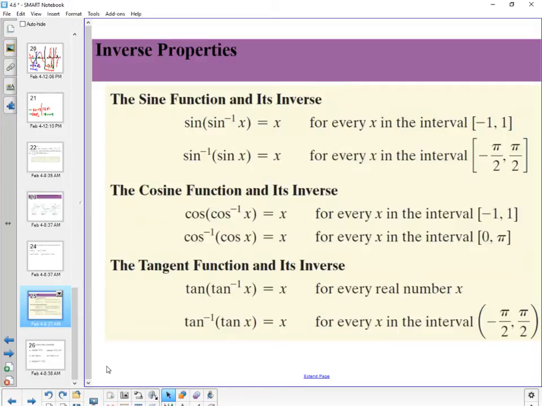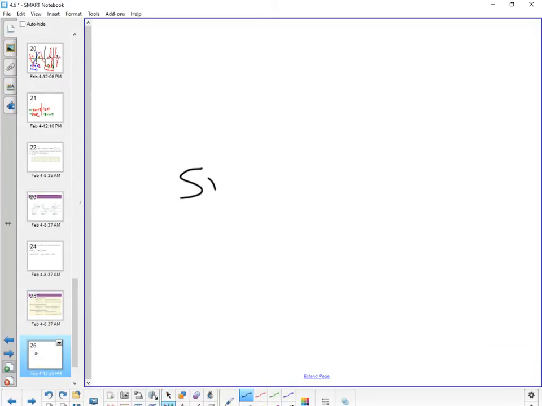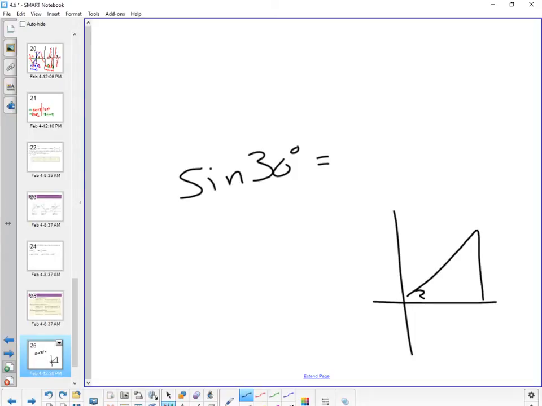You can't get a domain out of that. I don't see them asking you a domain right now, so I don't see you worrying about that. What I would just do is figure out there's 30 degrees, 1, 2, radical 3. The sine is opposite over hypotenuse, so it's 1/2.